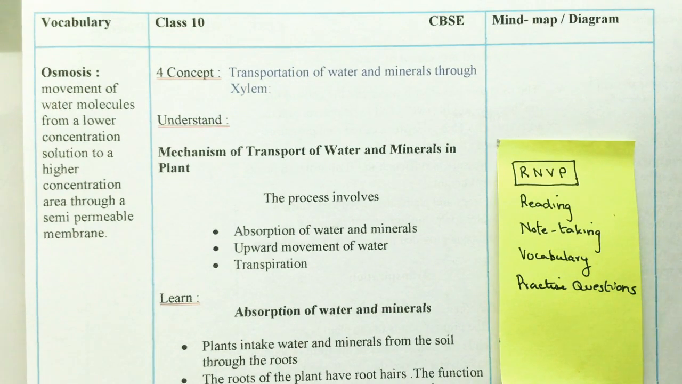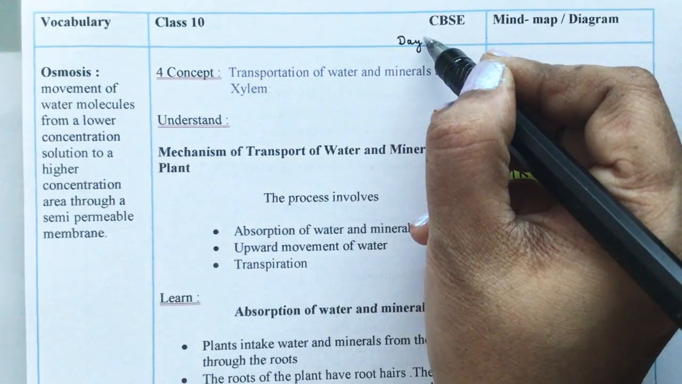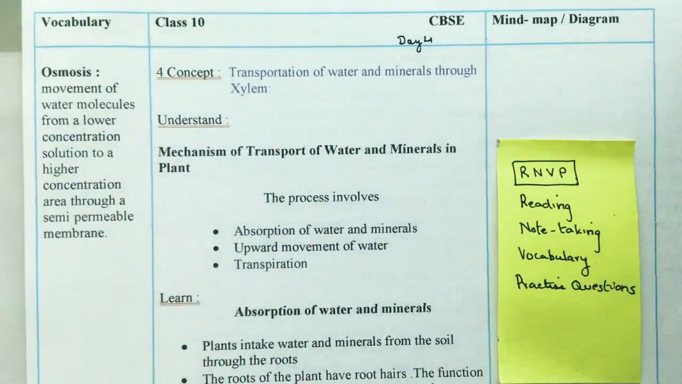In today's video, I'll continue the topic transportation in plants from the chapter Life Processes of class 10 CBSE. The concept for day 4 studies is transportation of water and minerals through xylem.